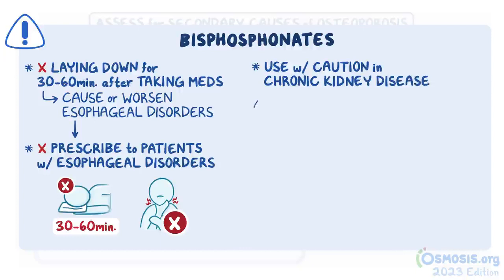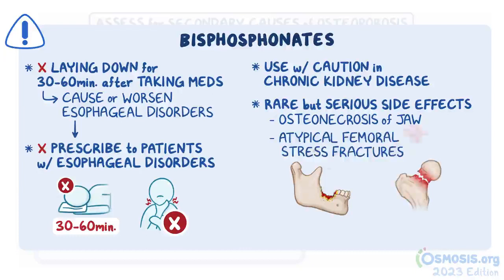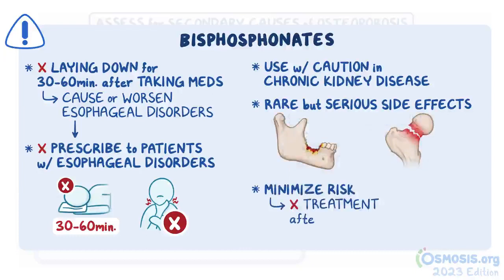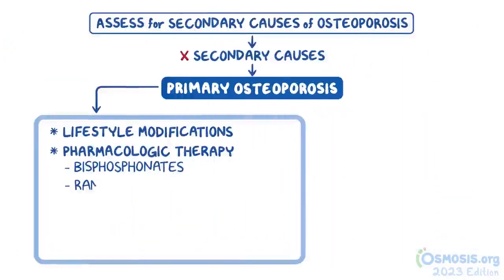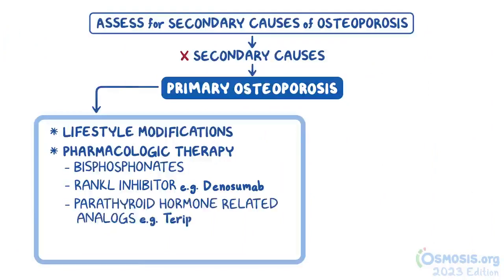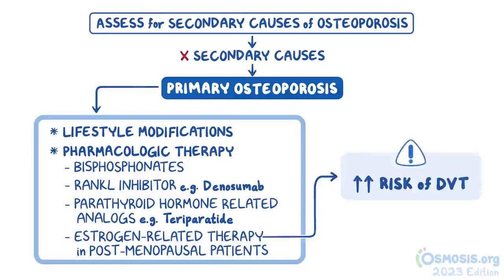renal function. Some rare but serious side effects of bisphosphonates also include osteonecrosis of the jaw and atypical femoral stress fractures. To minimize this risk, stop treatment after 3 to 5 years to give your patient a temporary treatment break, which is also known as a drug holiday. Additional pharmacologic therapy options for osteoporosis include a RANKL inhibitor called denosumab, as well as parathyroid hormone-related analogs like teriparatide. Lastly, you can offer estrogen-related therapy to postmenopausal patients, but only if they can't tolerate these other medications, given its increased risk for deep vein thrombosis.